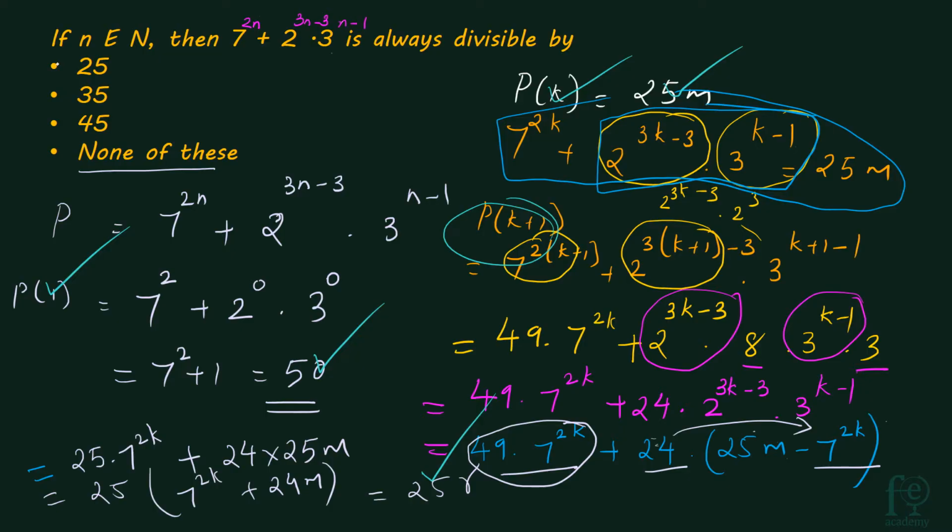So what do you conclude from this? If n is belonging to N, then 7 raised to 2n plus 2 raised to 3n minus 3 into 3 raised to n minus 1 is always divisible by 25. You need to do the second step because there is an option of none of these. Suppose we assumed P of k is true and we got P of k plus 1 is not true, means none of these will be the answer. So there is an option of none of these, so you have to do both the steps and verify and be sure before you answer.